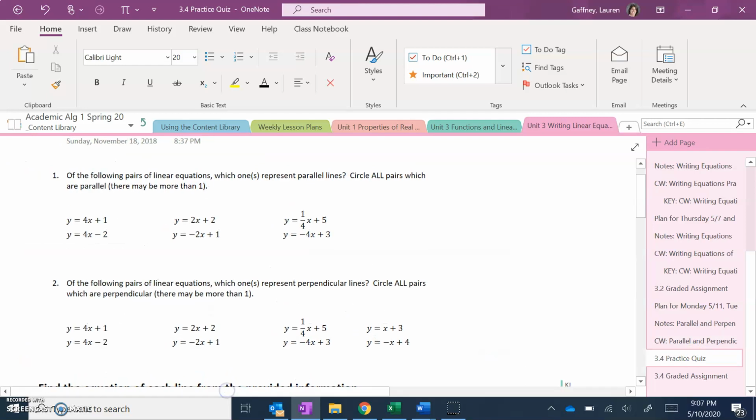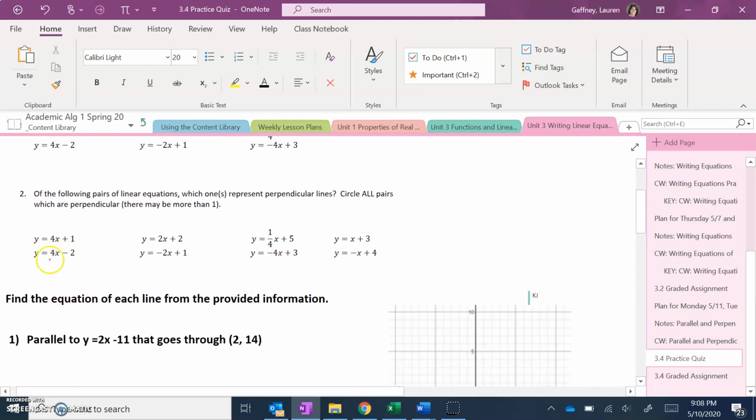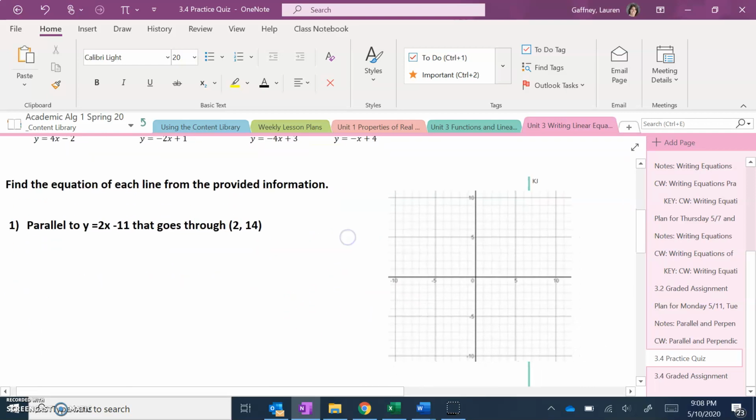So the practice quiz has a couple where I want you to determine, are these parallel to each other? Circle them if they are, cross them out if they're not. Are these two perpendicular? These two. Circle if they are, cross them out if they aren't.